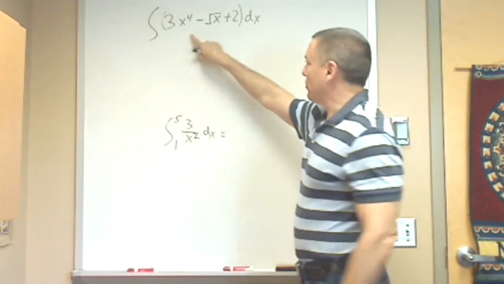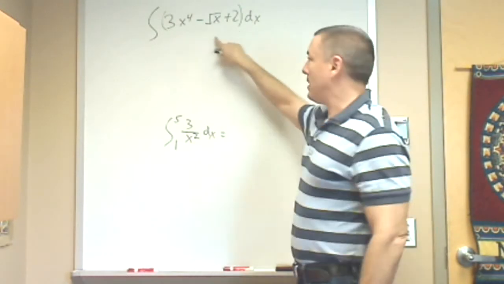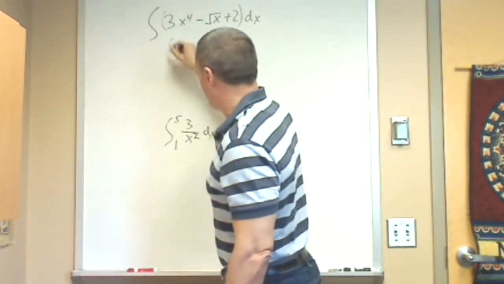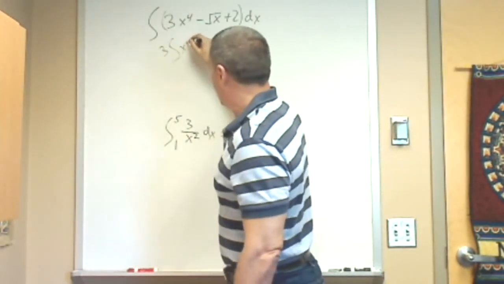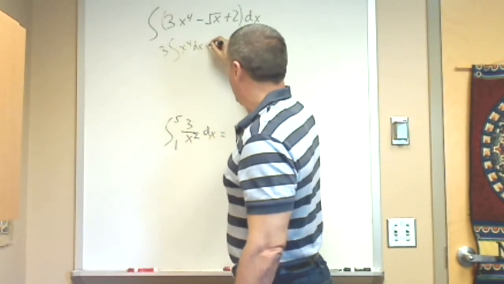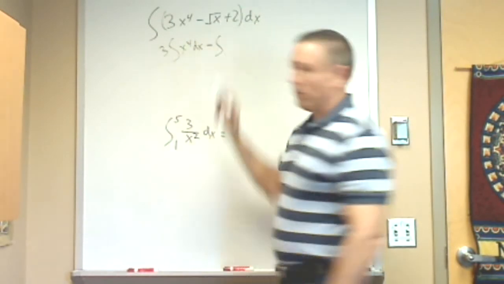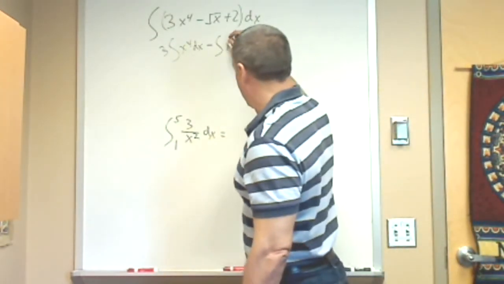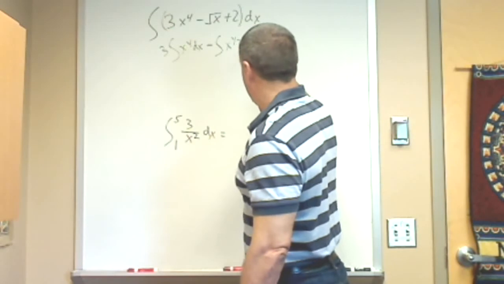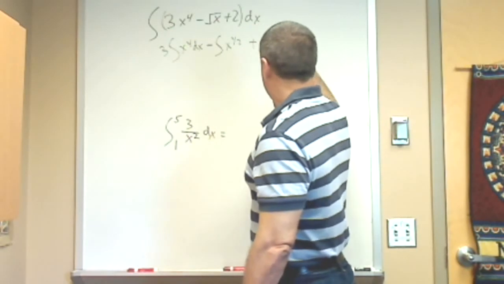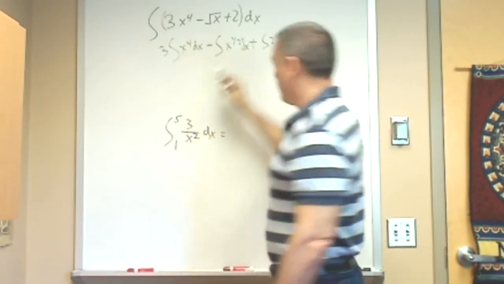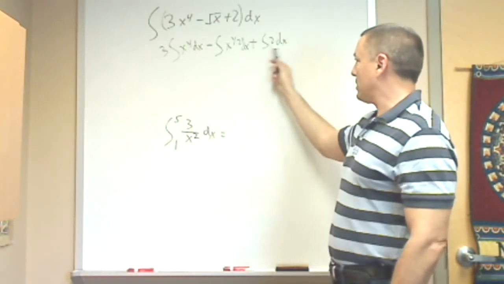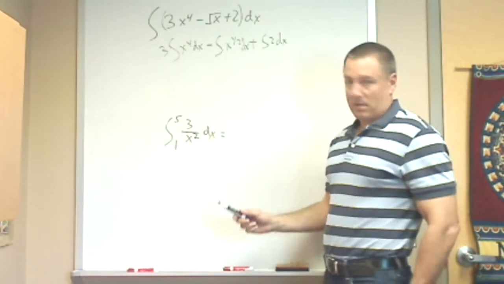Okay, so one of the rules we had allowed us to break up plus and minus, and we can also move constants out in front. So this particular one can be broken up as the integral of 3 times x to the 4th minus the integral of, what's another way of writing square root of x? Well, of course, that's x to the 1/2 power. So we get the integral of 3 times x to the 4th minus the integral of x to the 1/2 power plus the integral of 2. And these are all from our basic forms.